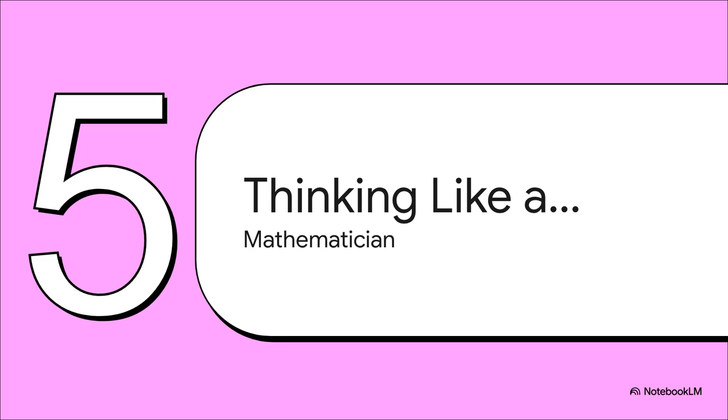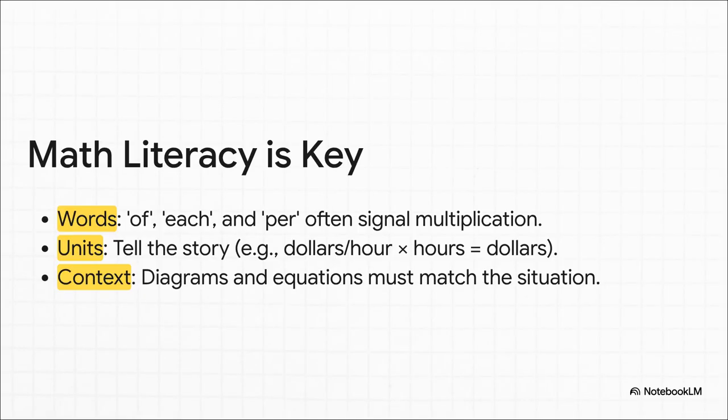Okay, so let's pull all these threads together. After this journey through all the different faces of multiplication, what does it really tell us about what it means to think mathematically? Well, it tells us that being good at math is about so much more than just getting the right answer. It's about being mathematically literate. It's about spotting those code words like of, each, and per that are screaming multiplication. It's paying attention to the units. You know, dollars per hour times hours gives you dollars. The story has to make sense.